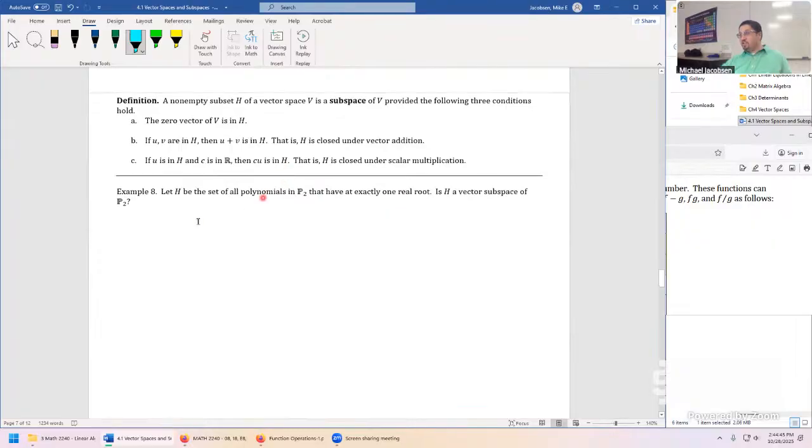Here's another one along the same kind of lines, another polynomial space. We have a space P2, and H is going to be the set of all polynomials in P2 that have exactly one real root. We wonder, is H a vector subspace of P2? So that's an interesting space as well. Having exactly one real root would mean things like, say, this polynomial.